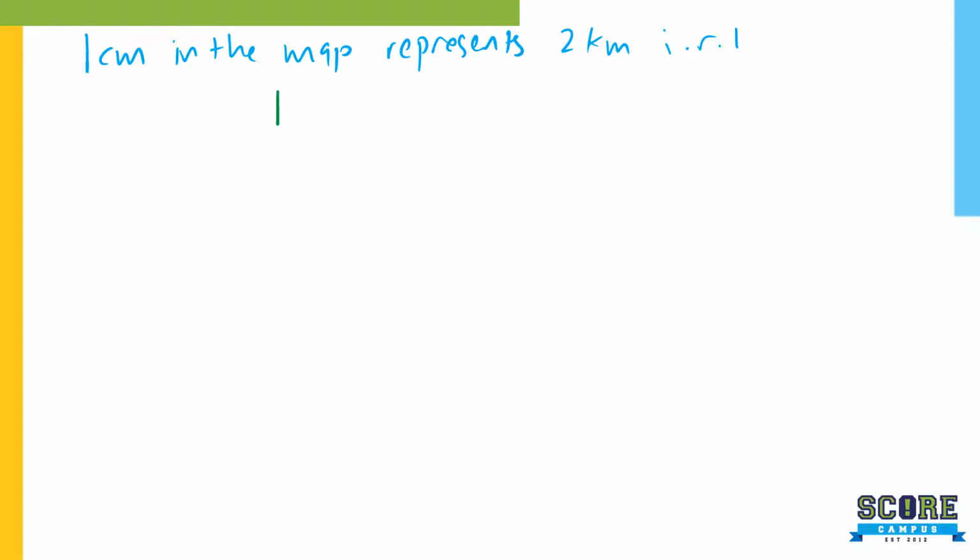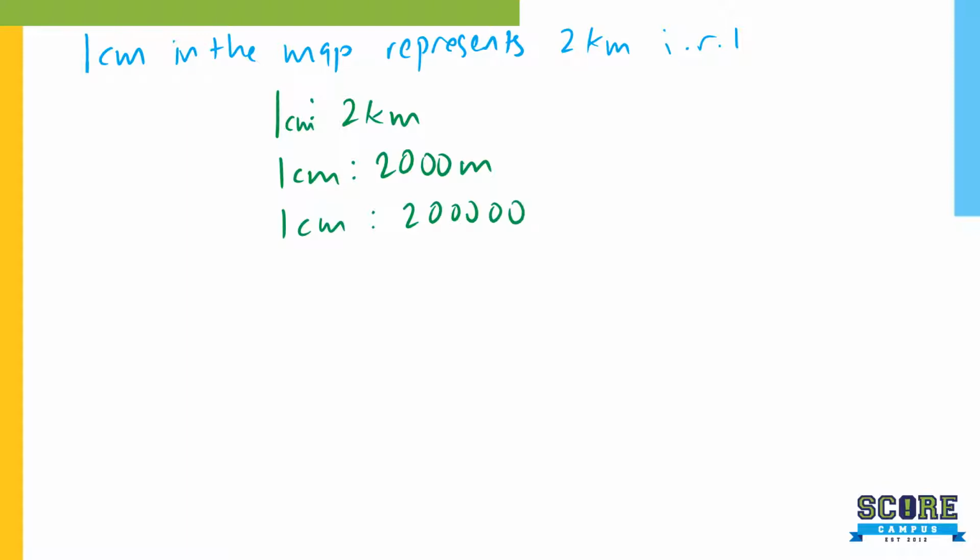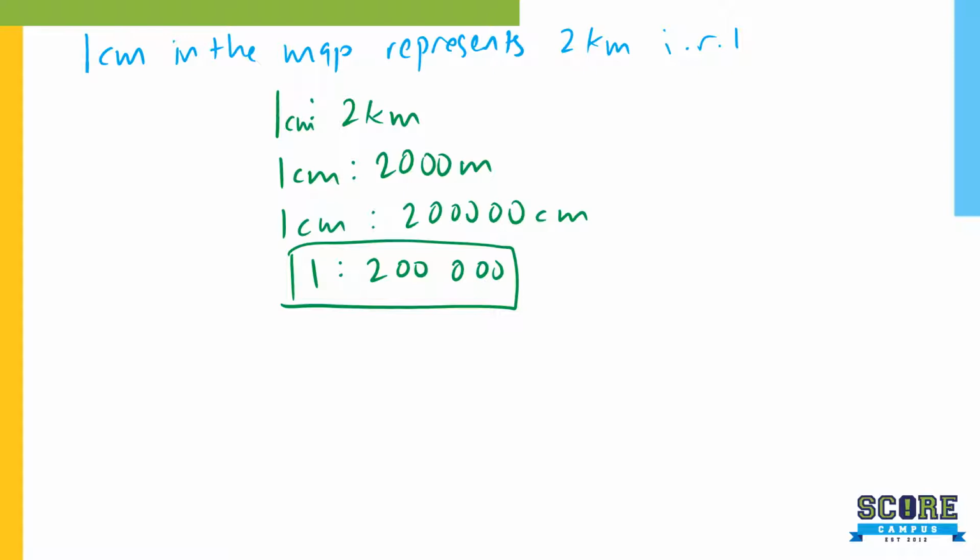You would do it this way: 1 cm is to 2 km, which is the same as 1 cm is to 2000 meters, which is the same as 1 cm to 2000 times 100, so it's 200,000 cm. And so the scale will be 1:200,000. This is what you would usually see in a map, right? You would see a scale like this. What it means is that 1 cm on the map represents 200,000 cm in real life.